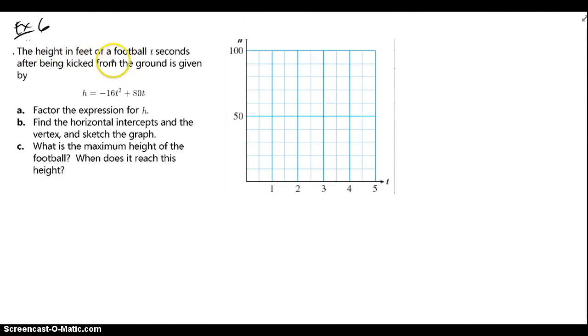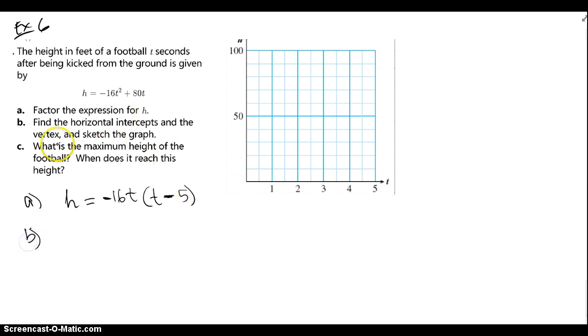The height of a football t seconds in feet after being kicked from the ground is given by this quadratic equation. Part A says factor the expression for h. So here's my expression. It starts off with a negative. I'm going to pull out the negative, the 16, and they also have a t in common. And when I do that, I'm left with a positive t, switch the sign because you pulled out a negative, minus 80 divided by 16 is 5. So there's the factored expression for h.